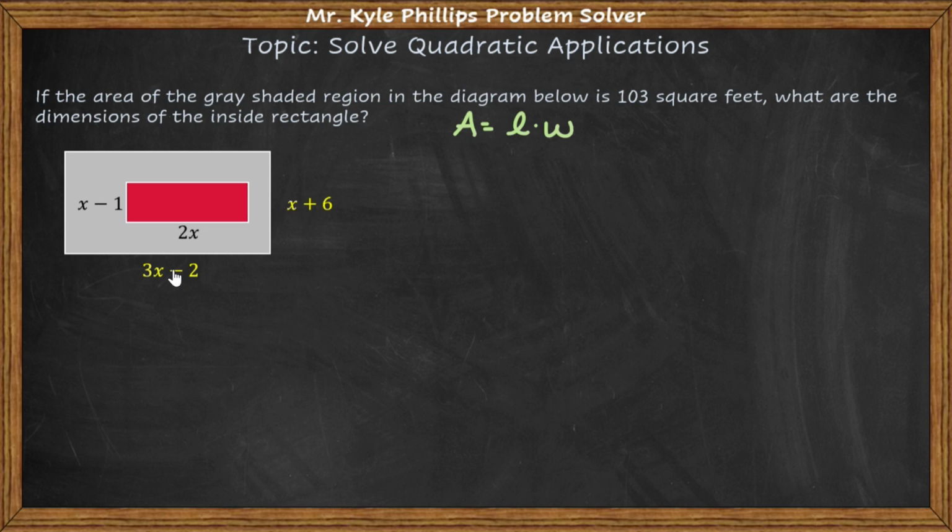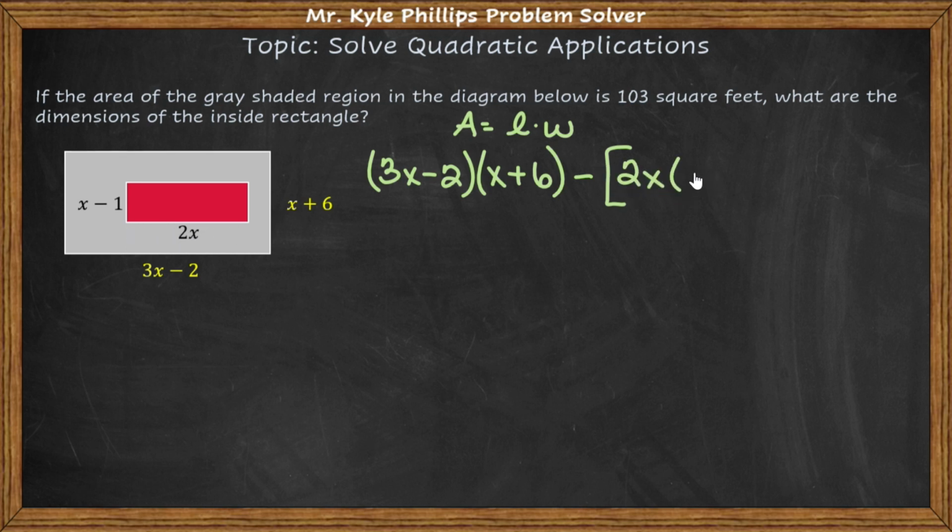So here's what we're going to have to do. We're going to have to find the area of the larger rectangle and subtract the area of the smaller rectangle. That would give us the area of the gray shaded region. So here we have this length times this width. So this is going to be 3x minus 2 times x plus 6. And what we're going to need to do is subtract the area of the smaller rectangle. So that's going to be this length, 2x, times x minus 1.